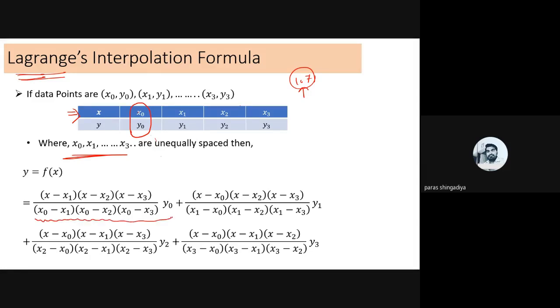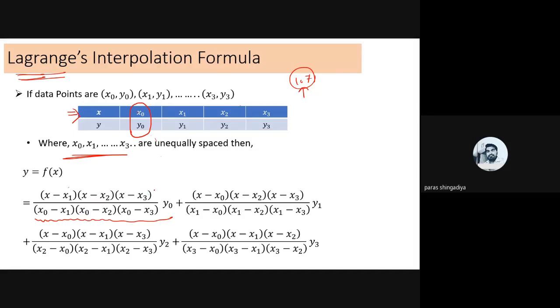And how can we create this? Here, the unknown x is the one that you have to predict, so take it from the question. That is the x already mentioned in the example, such as finding f(1.7), f(1.5), and so on. So that will be our x. In the numerator term, we'll skip x0. How many remaining values are in this table? That is x1, x2, x3. So subtract x1, x2, x3 from x. So it will be x minus x1, x minus x2, x minus x3.